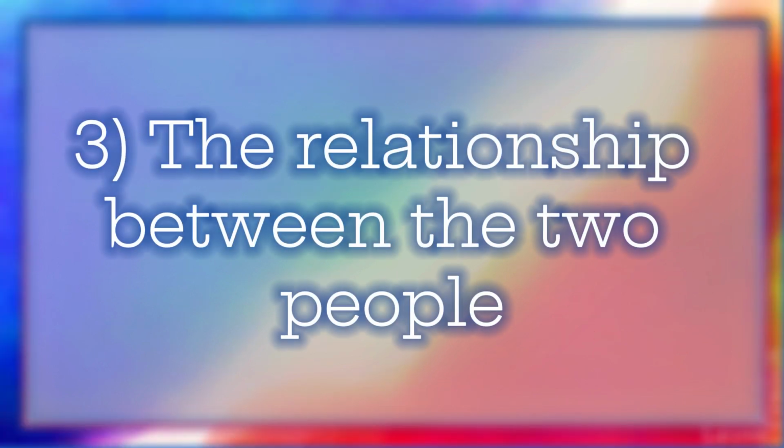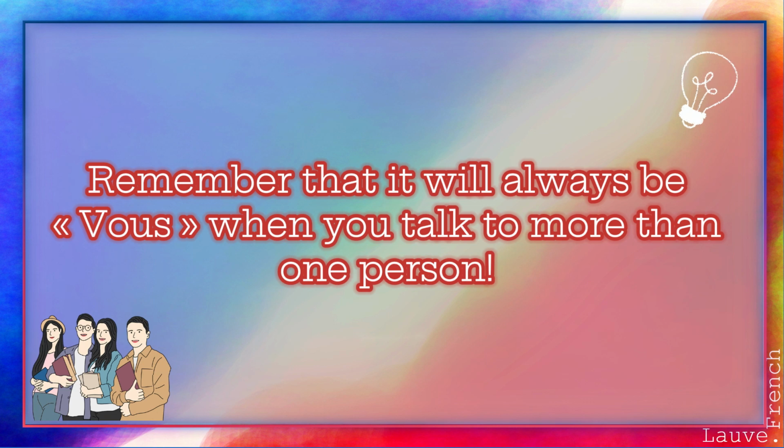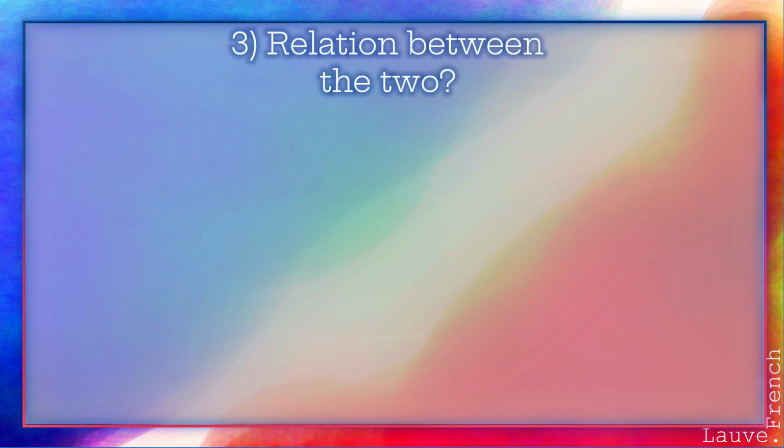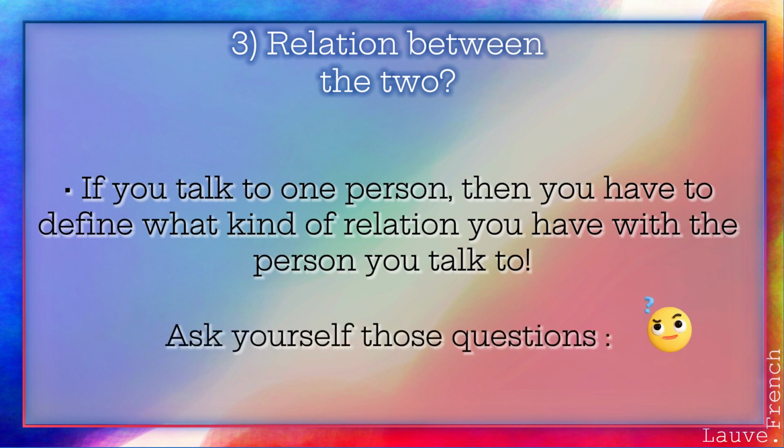Now let's see the third condition. It's a bit similar to the second one we just saw. The use of tu and vous depends also on the relationship you have with the person you talk to. We already know that for several people it's always vous. So let's see how it works for one person. If you talk to only one person, then you have to define the link between you and them. So ask yourself those questions and don't forget the situation and the context.